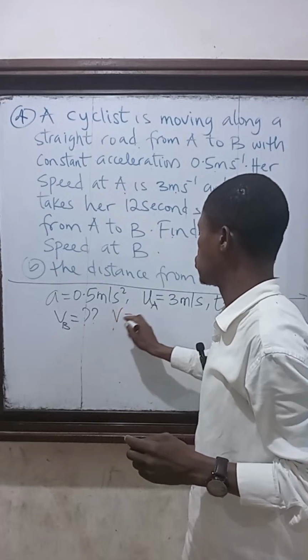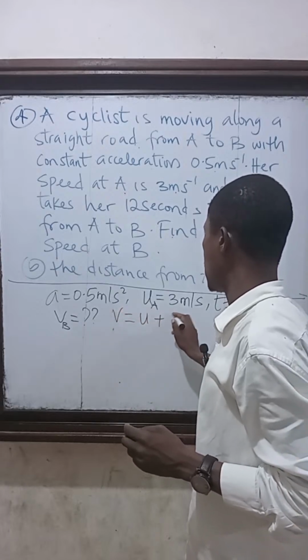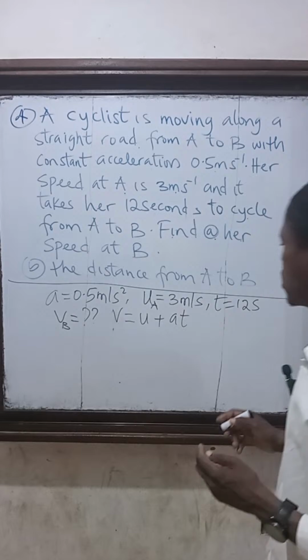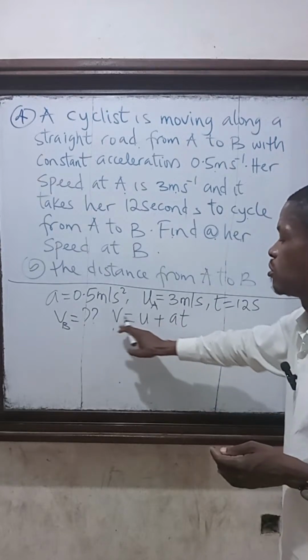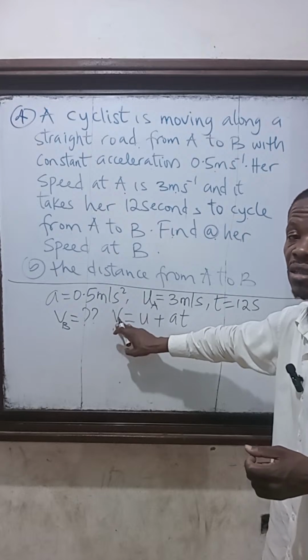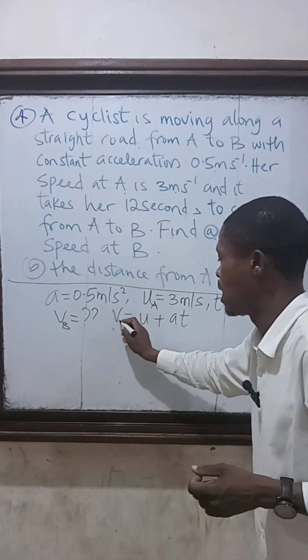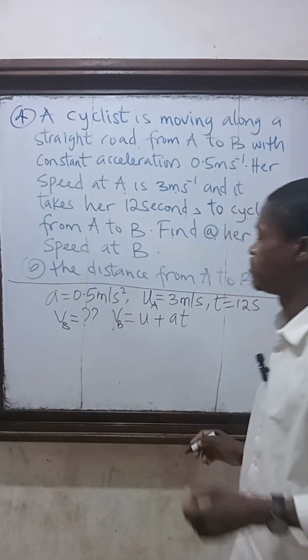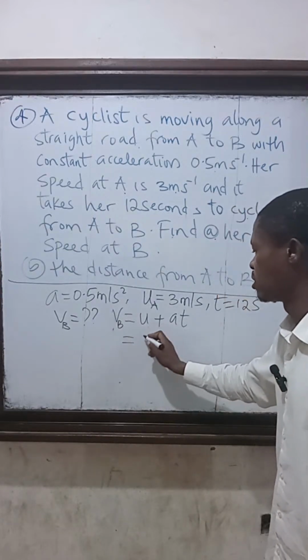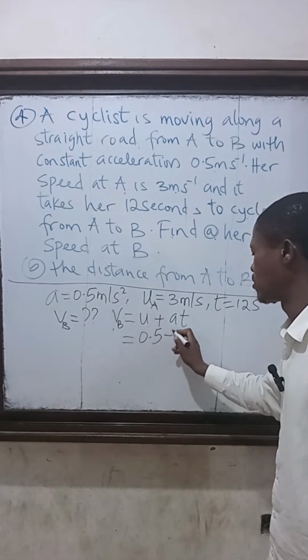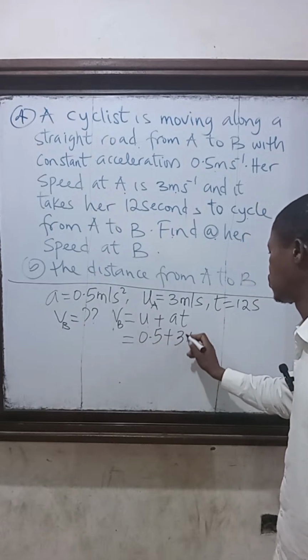V equal to U plus AT. We have acceleration, we have the time, we have the U, but we don't know the final velocity. So this will be the velocity at point B. Then begin to make your substitution. Your U is 3, acceleration is 0.5, the time is 12.